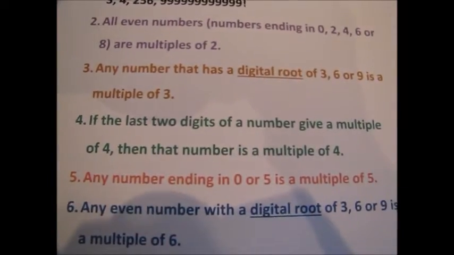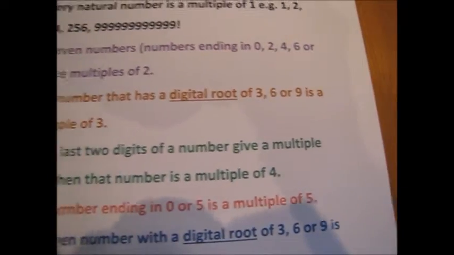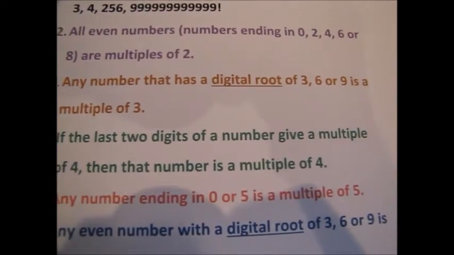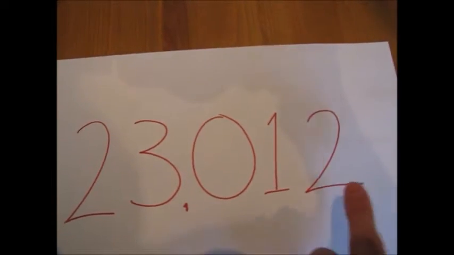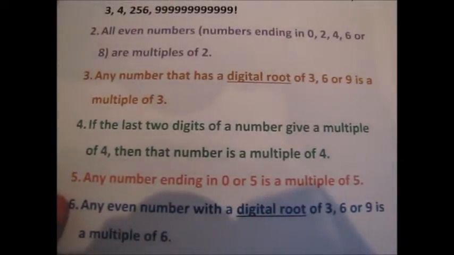If the last 2 digits of a number give a multiple of 4, then that number is a multiple of 4. So let's have a look at our number again. Last 2 digits is 12. We should know that, yes, that is in the 4 times table, isn't it? 4, 8, 12. Perfect.